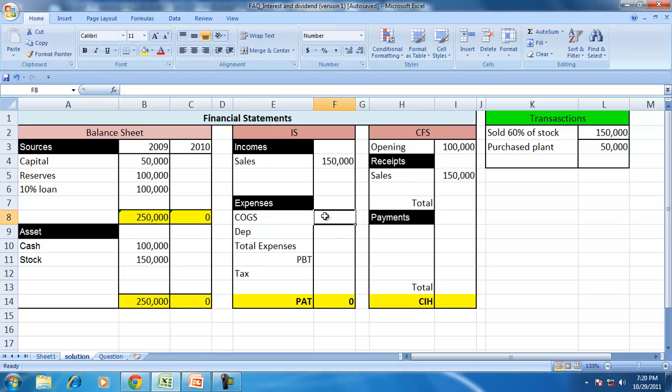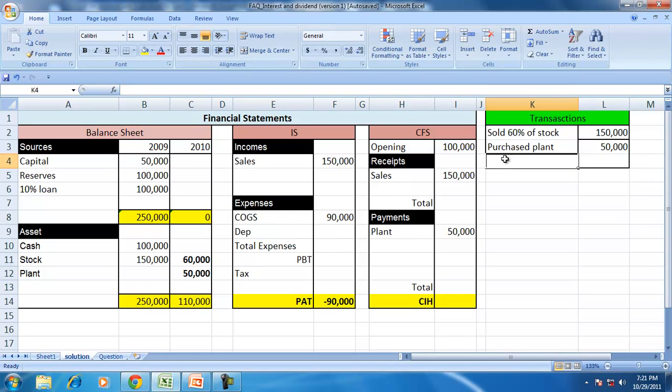But whenever there is a sale, there has to be cost of goods sold, and the cost of goods sold is 0.60, and the stock will reduce to the extent of the goods sold. When you purchase plant, the plant purchase is a payment, and the value of the plant will be shown on the asset side, and there is a reduction of cash.